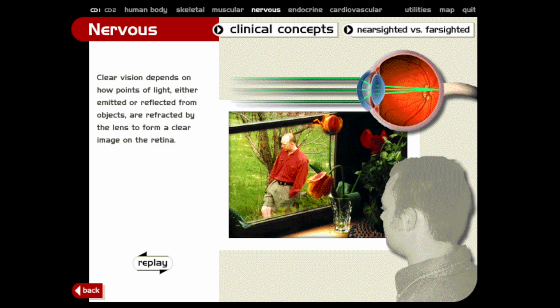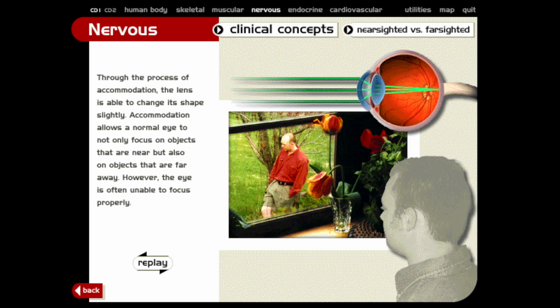Clear vision depends on how points of light, either emitted or reflected from objects, are refracted by the lens to form a clear image on the retina. Through the process of accommodation, the lens is able to change its shape slightly. Accommodation allows a normal eye to not only focus on objects that are near, but also on objects that are far away. However, the eye is often unable to focus properly.